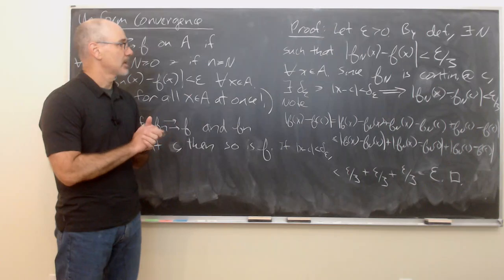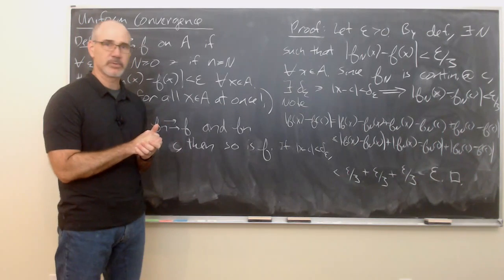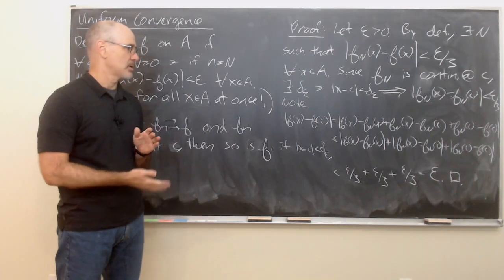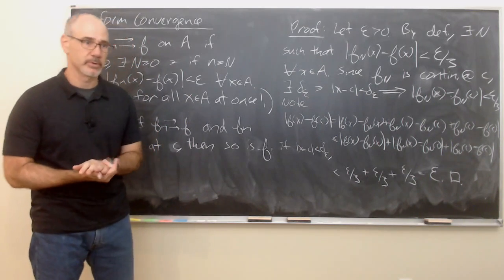All right, so next up we'll do an example of showing uniform convergence from the definition, and then we'll talk about what's called the Cauchy criterion for uniform convergence.